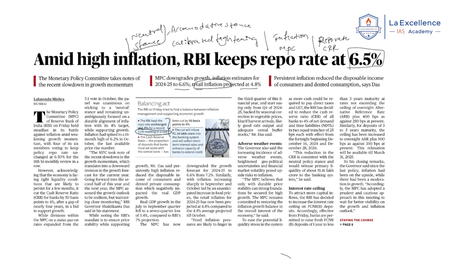Now from the examination perspective, you have to know the stance taken by the RBI. It is said that there are 3 types of stance, right? One is neutral stance, another one is accommodative stance, another one is calibrated tightening stance. You have to know all these 3 things from the examination perspective.